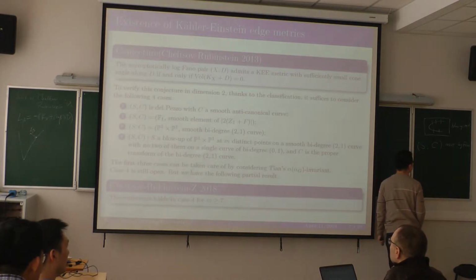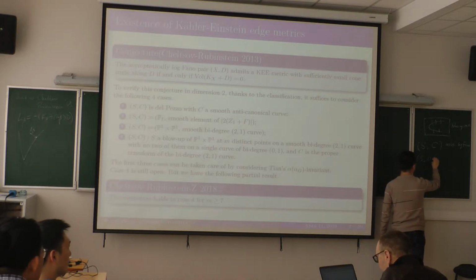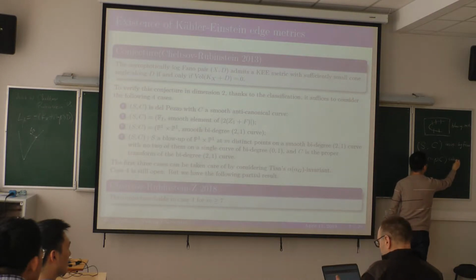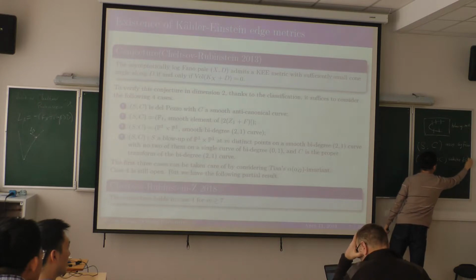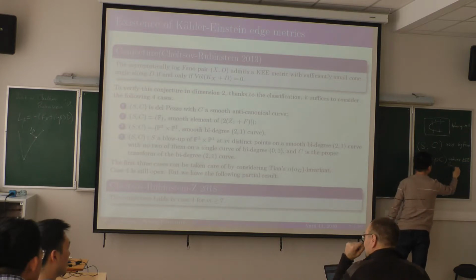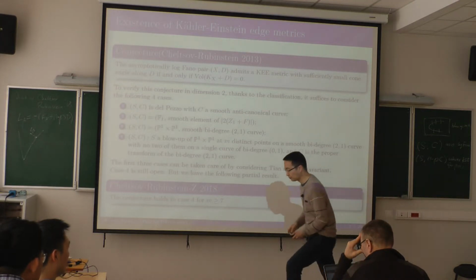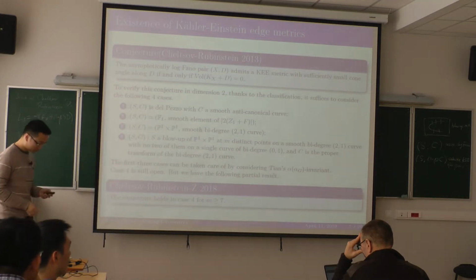And our goal is to show that if we put a small cone angle along this boundary curve, this thing admits a K-Einstein edge metric for sufficiently small weight. Okay, so this is our main object to study, basically.